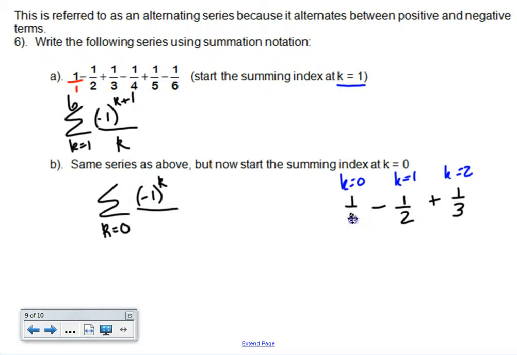Now my denominators, if this is k equals 0 and this is 1 bigger than that, what if we put k plus 1 in the denominator? So k equals 0 gives 1, k plus 1 is 2, k plus 1 is 3. Alright, I think that works.